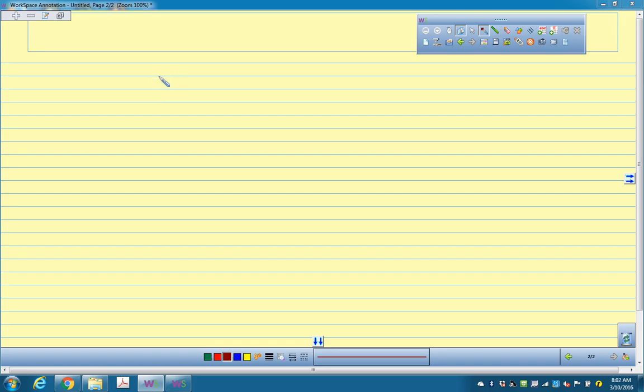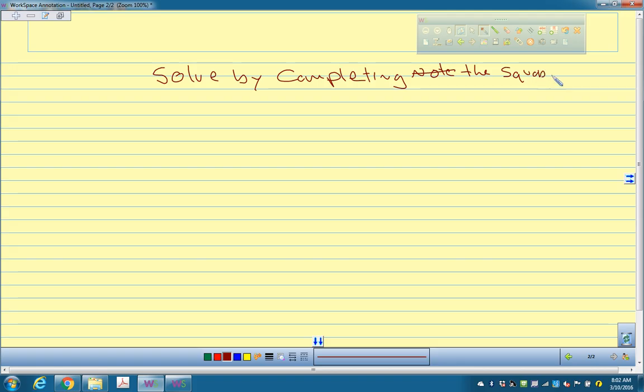Say we wanted to solve, okay? I'm going to write down the steps in a minute. Solve by completing the square. You probably want to write this in your notes, or at least pay careful attention. Say you had something like this: x squared plus 6x minus 2 equals 0.